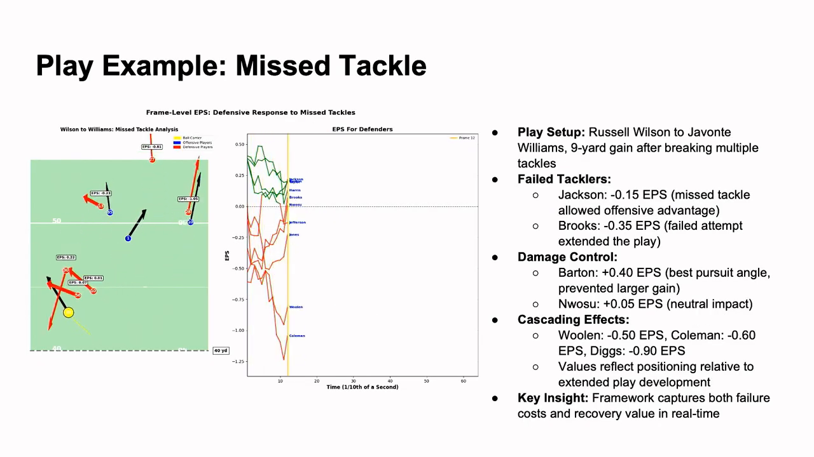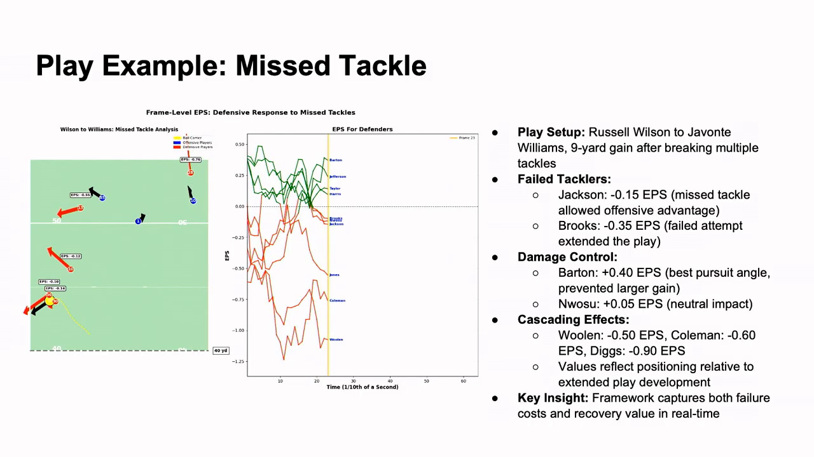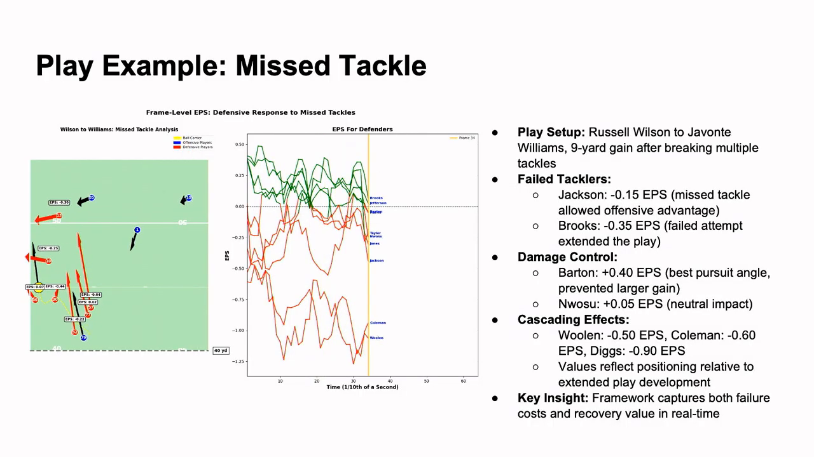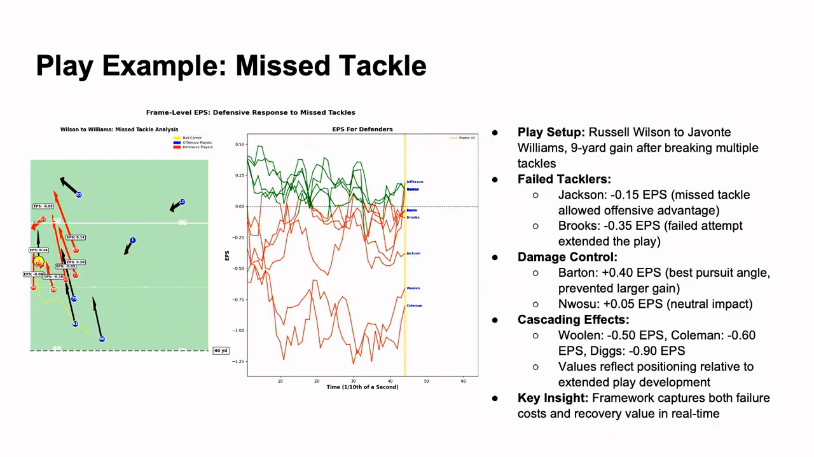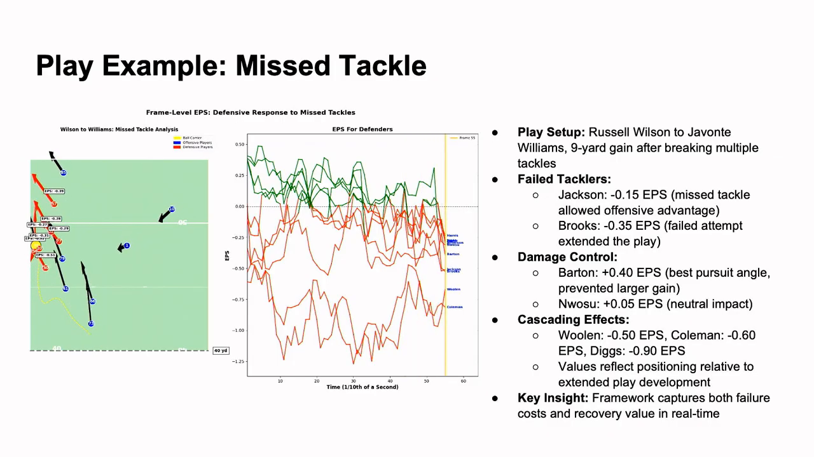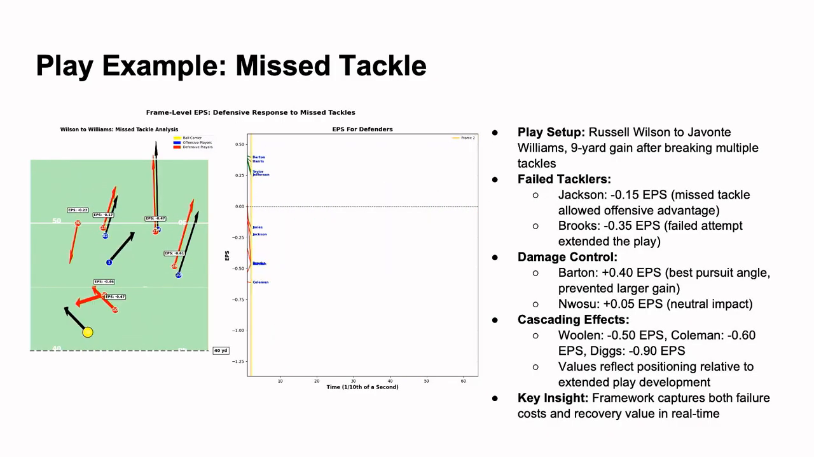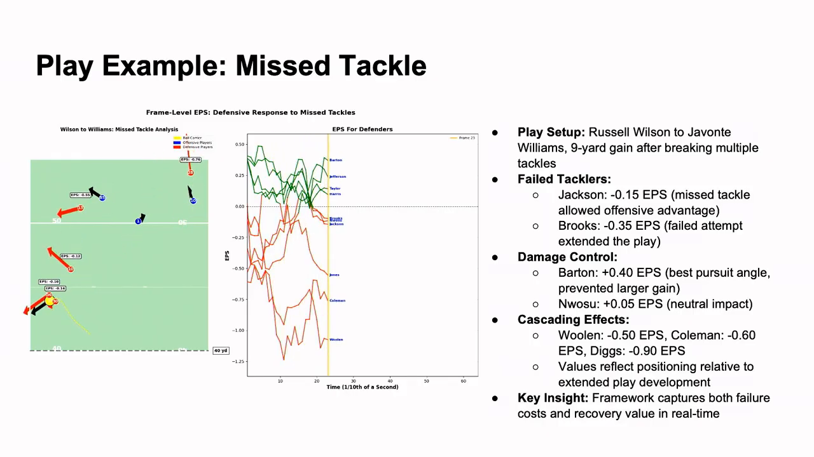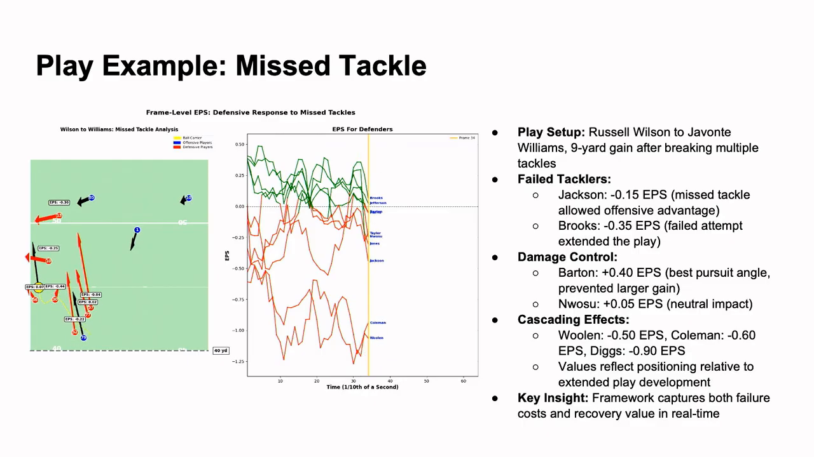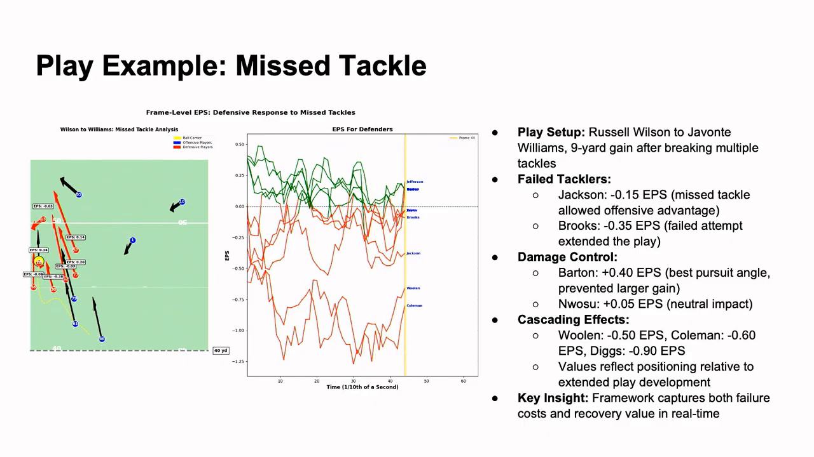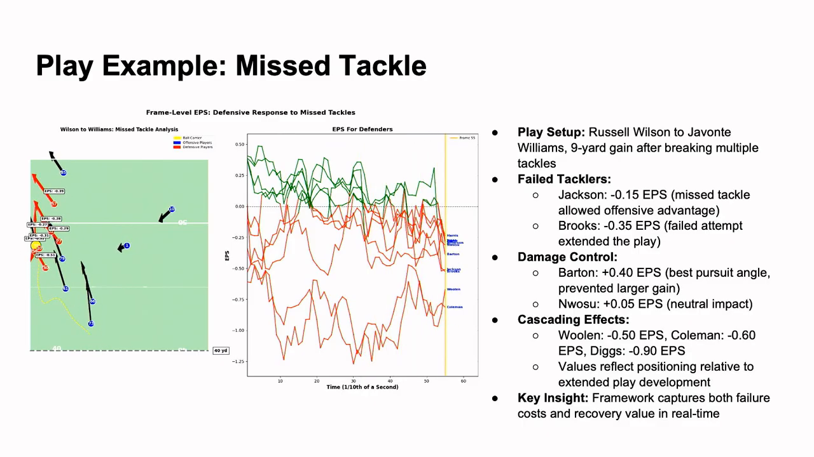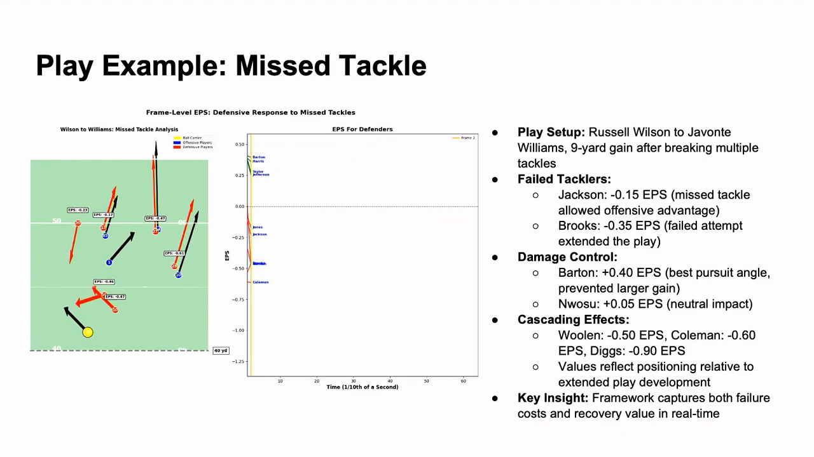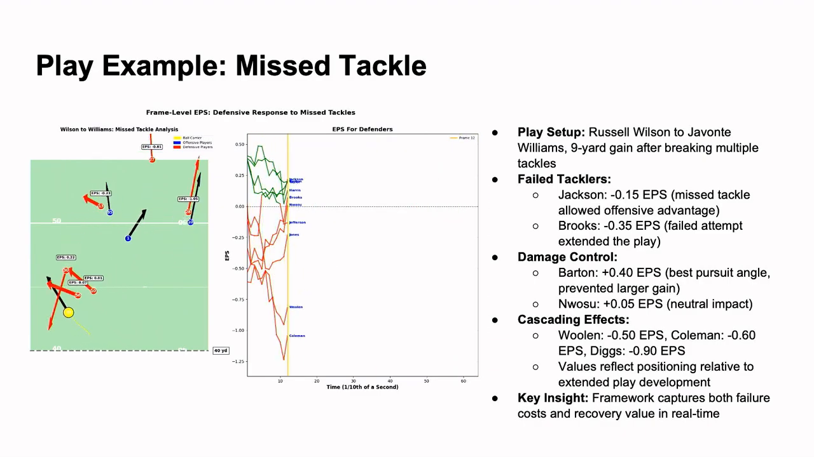Next, we look at missed tackles. This is a play where Russell Wilson passes to Javonte Williams, and he breaks two tackles, right? The model can identify the failed tackles as well as damage control. Some players were actually performing decently well because they showed a strong pursuit angle. We can also show the cascading effects, from Woolen and Coleman. So the insight here is we can capture both failure costs and recovery value in real time.